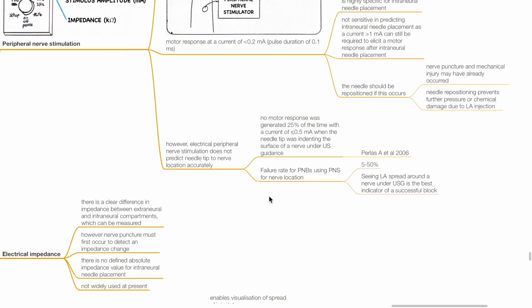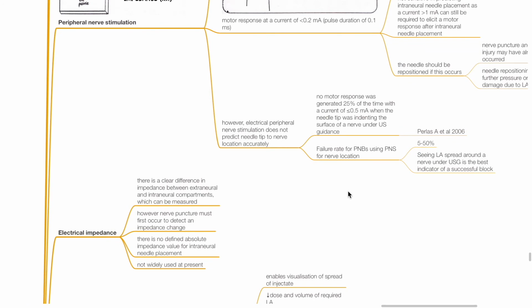In a study by Perlas A. et al., no motor response was generated 25% of the time with a current of 0.5 mA or less when the needle tip was indenting the surface of a nerve under ultrasound guidance. Failure rate of PNBs using PNS for nerve location ranges from 5 to 50%.